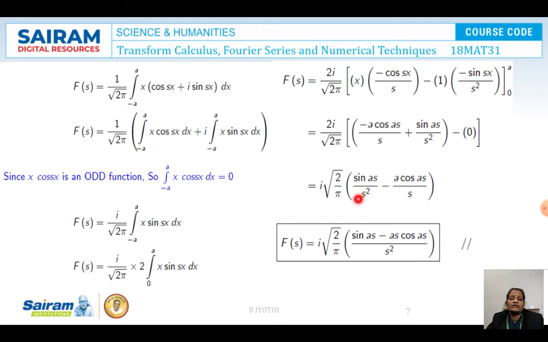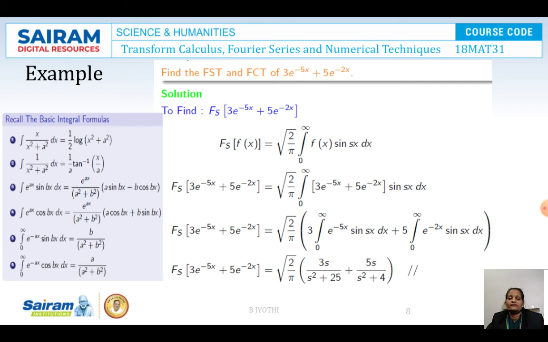Or writing the positive term first, we get sin as by s square minus a cos as divided by s. And this 2 and the 2 in root 2 cancel, we get root of 2 by pi. Then sin as minus as cos as divided by s square, that is when we take the LCM, we are going to get this.